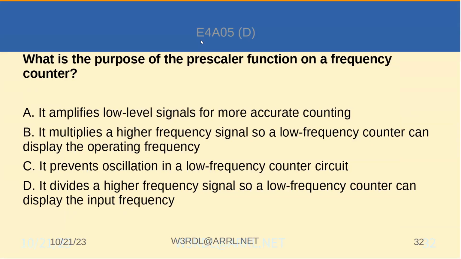So what's the purpose of the prescaler function on a frequency counter? It's delta.